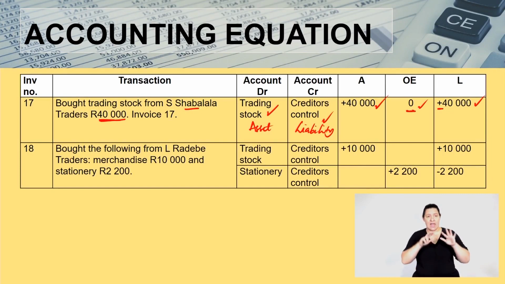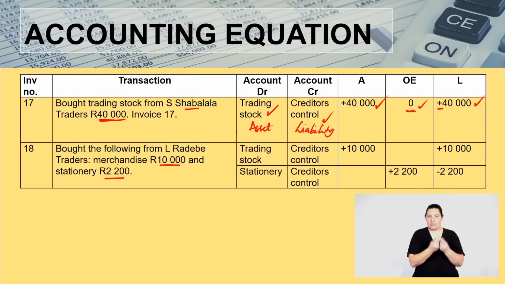The next one then reads on the 18th, bought the following from Euradebe: merchandise for 10,000 and stationery for 2,200. That means we're going to record them separately now. So let's start with the first one. We bought merchandise. Remember, that is trading stock. So I'll debit my trading stock. Once my trading stock is debited, which is an asset, I come to my assets plus 10,000. And then I will credit my creditors control, which is a liability. That means under my liabilities, I have plus 10,000. Any effect on your owner's equity? No. 0 over there.